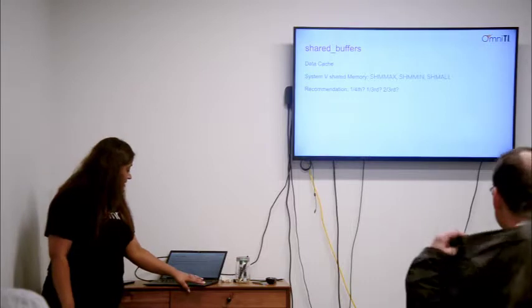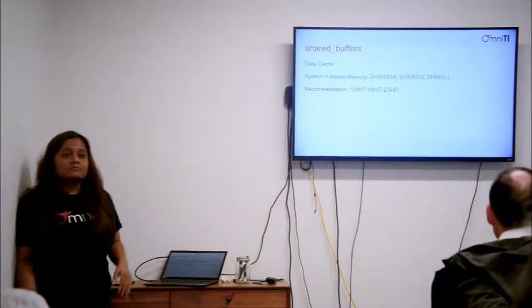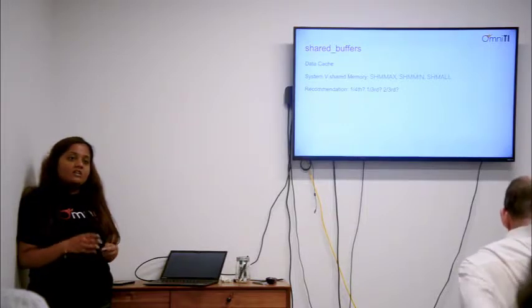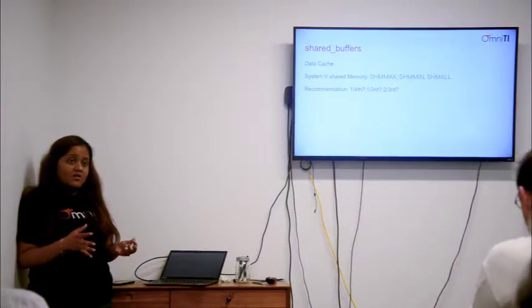How exactly is shared memory being used in Postgres? It is mainly used as a page cache. So all the data that needs to be read in or written out.